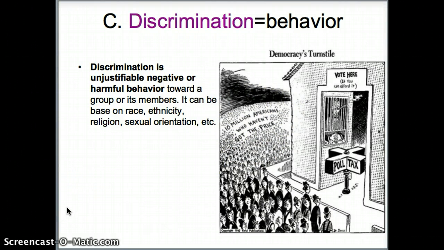The poll tax was discrimination. It was meant to disenfranchise people who were poor and African American and to keep them from voting. So discrimination is something that has to be behavioral.